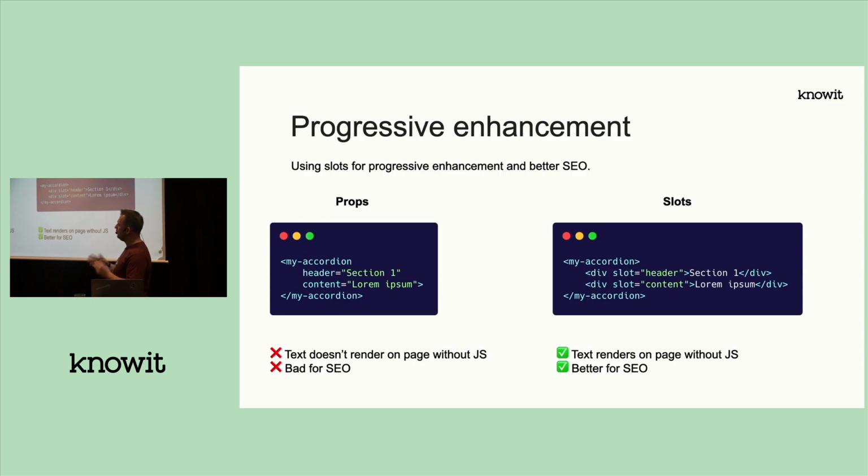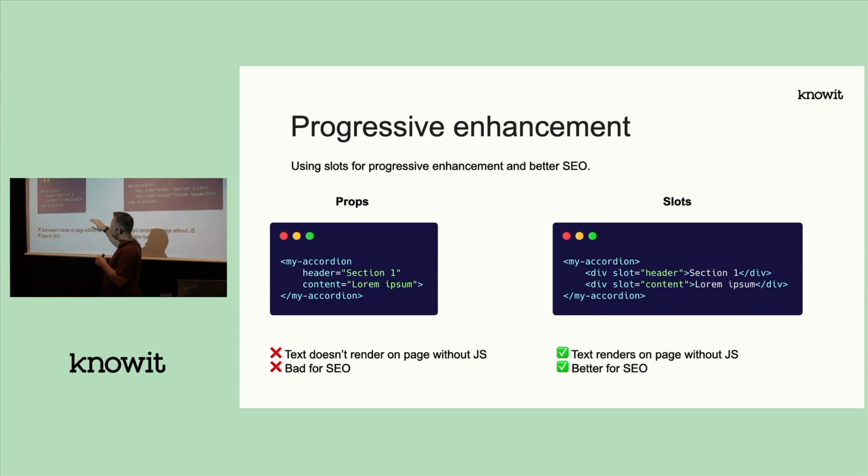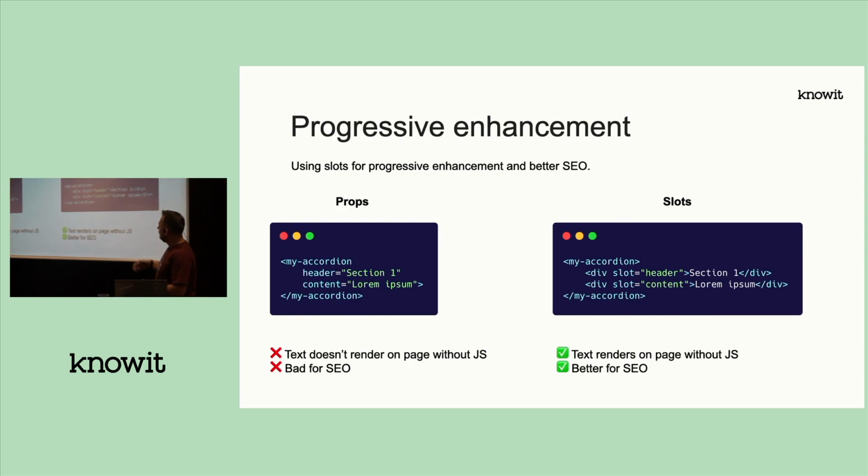There is a difference between using props and using slots. If we're using props like this, so just putting in like section 1 and lorem ipsum, this content as props and attributes, then the text doesn't render on the page without JavaScript. It will be hidden, and it's not really great for SEO, right? But if you do it the other way, using slots, then it will be server-side rendered. It will be on the page. The user can see it right away, and it will be enhanced when the JavaScript loads. And it's much better for SEO.